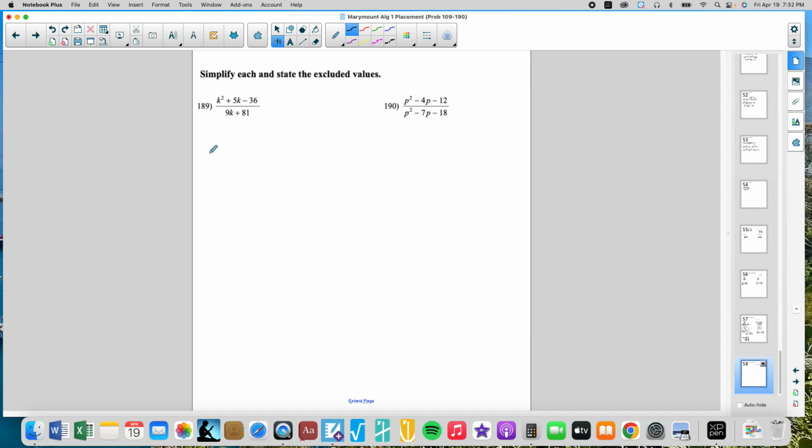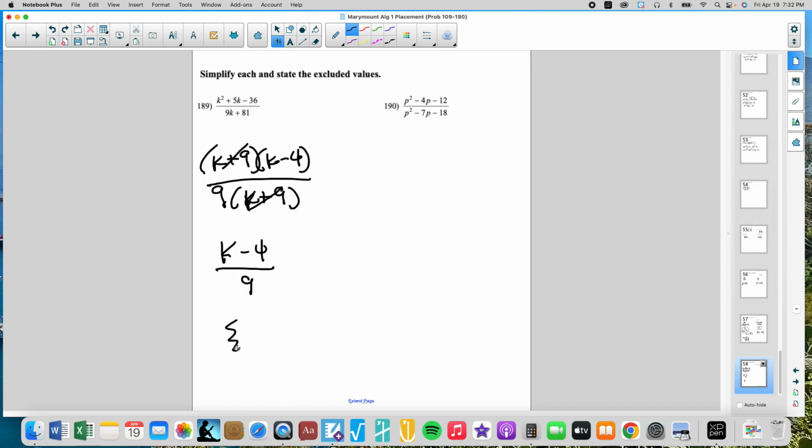We're going to factor this numerator. I'm going to expect that you can mental factor. Factors are going to be +9 and -4. Factor this, we can factor out a 9. You get x plus 9. These, k plus 9, will cancel. You're left with k minus 4 over 9. And your excluded value is -9.